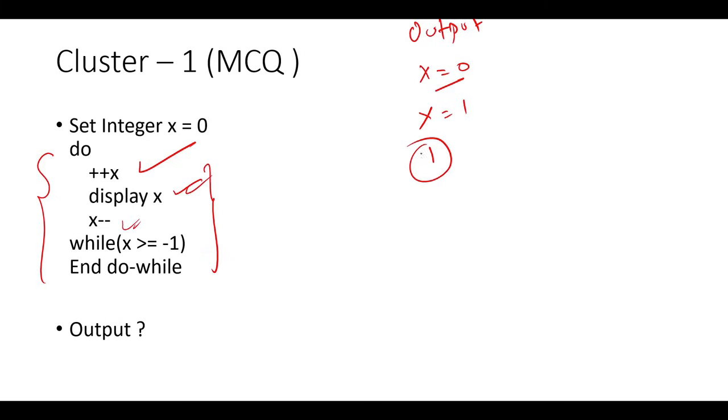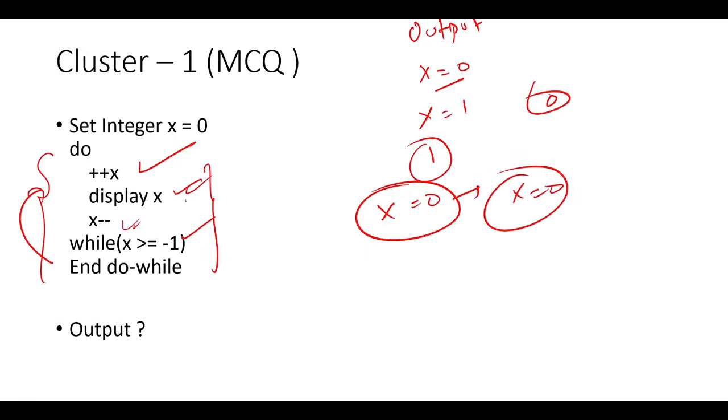Then x minus minus. If it is doing x minus minus, then the value of x will be again 0. Then they are saying while x is greater than or equal to -1, we need to continue the loop. Sorry, -1. So 0 is greater than -1. So definitely this loop will again continue with the value x equals 0. So this loop will go infinite.